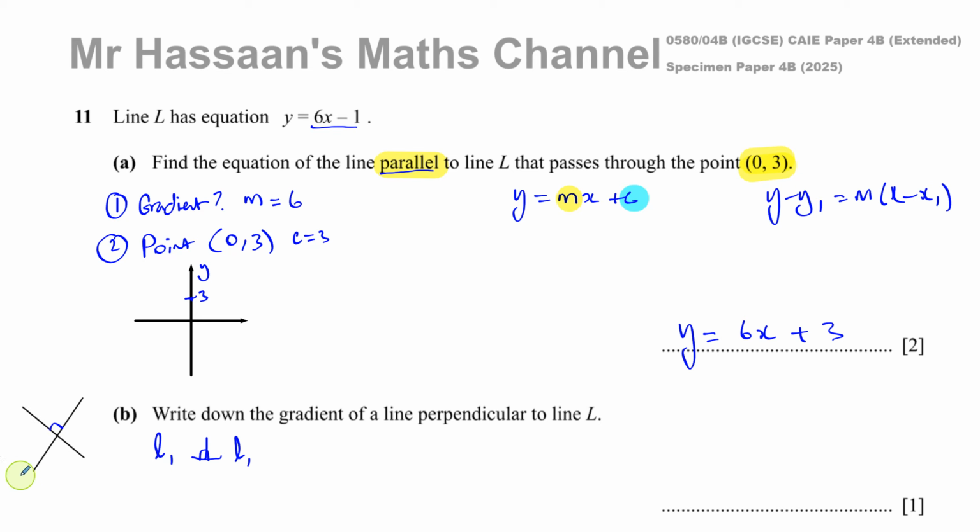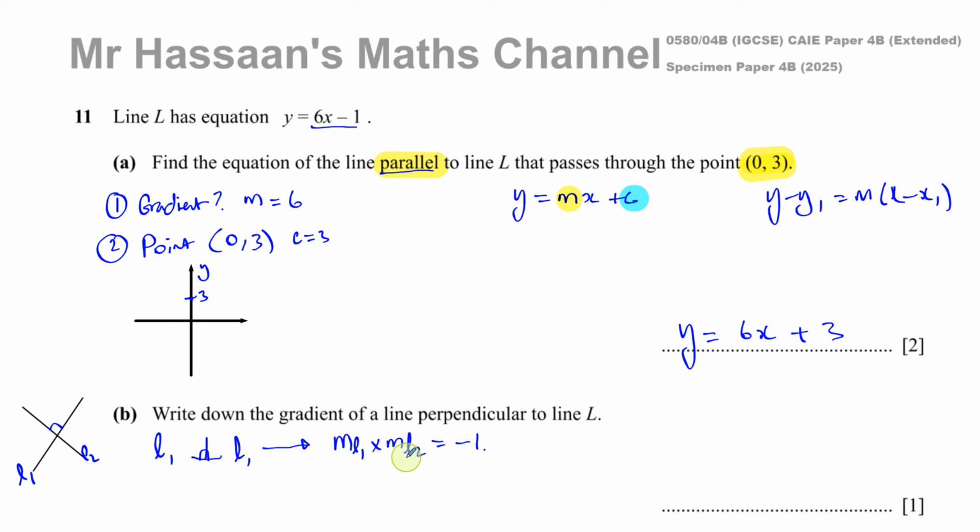Okay, now, so if that's line 1 and that's line 2, they're perpendicular. And what that means is basically that the gradient of the first line multiplied by the gradient of the second line will give you -1. That's always true when two lines are perpendicular to each other.